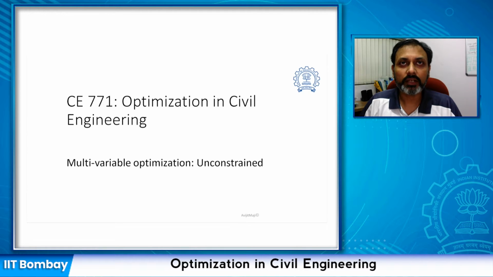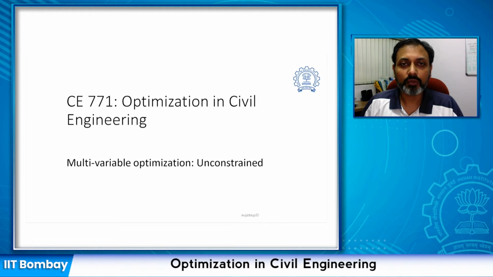Hello everyone, welcome back to Optimization in Civil Engineering. In the last class, we discussed the single variable optimization problems. We also came to know about the necessary and the sufficiency conditions of the single variable optimization problem. We also discussed that the single variable optimization problem is not always sufficient for describing or solving various engineering problems.